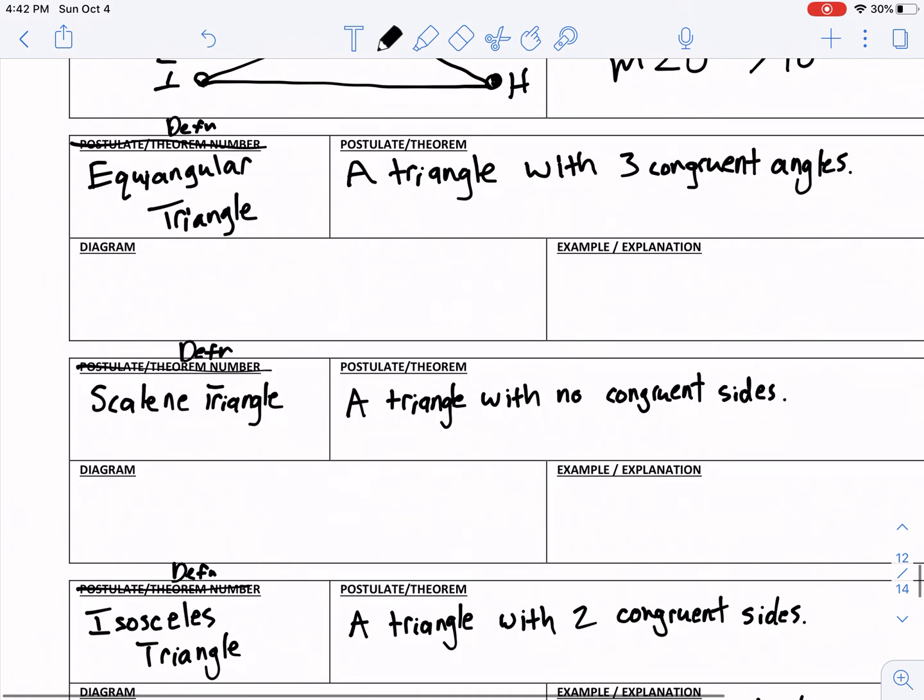Then the next definition we're looking at here is an equiangular triangle. Now, what does that remind you of? Well, that's the same type of word that's also involved with equals. So think equals, in other words, the same. And then what does angular mean? Well, the word angle is in there. So we're saying same angle triangle. So an equiangular triangle is a triangle with three congruent angles. Every single angle in that triangle has the same measure.